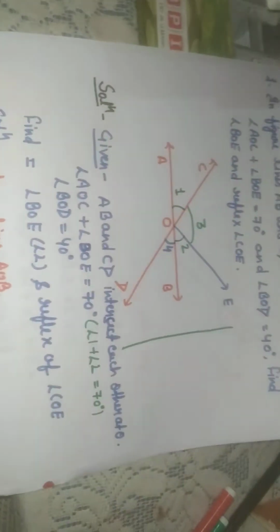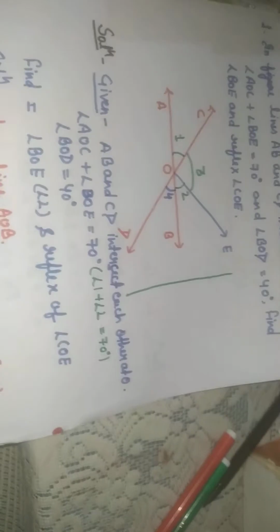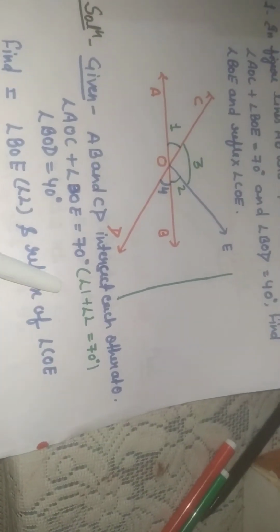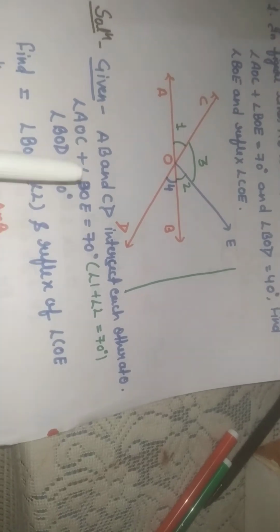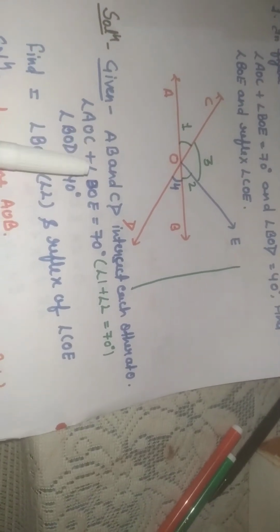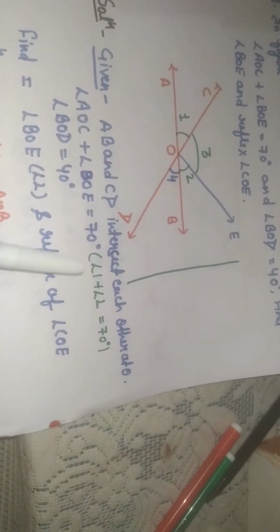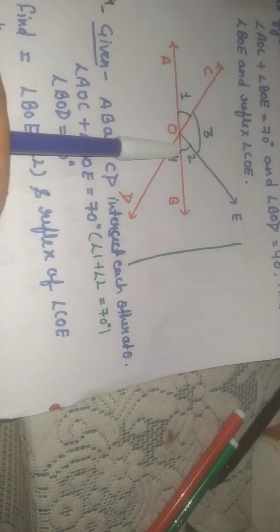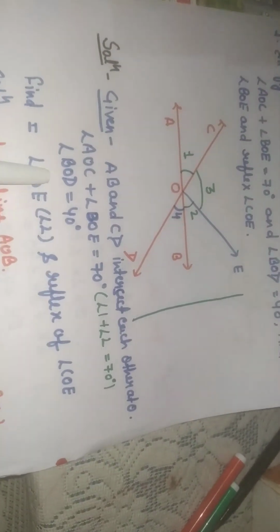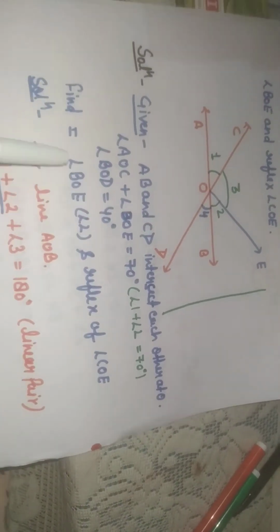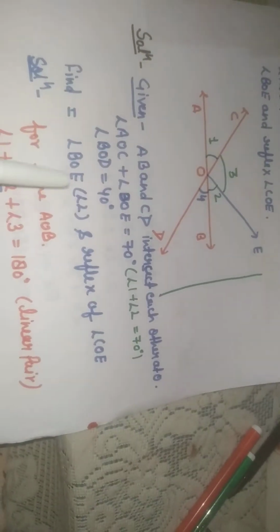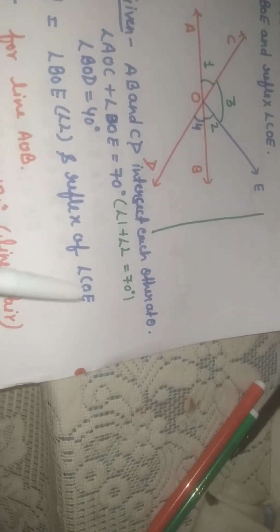First of all, what is given: AB and CD intersect each other at O. Angle AOC plus angle BOE is equal to 70 degrees. Angle AOC is 1, so angle 1 plus angle 2 is equal to 70 degrees. That is given in the question. Angle BOD is equal to angle 4, which means 40 degrees. We have to find angle BOE, which is angle 2, and the reflex of angle COE.